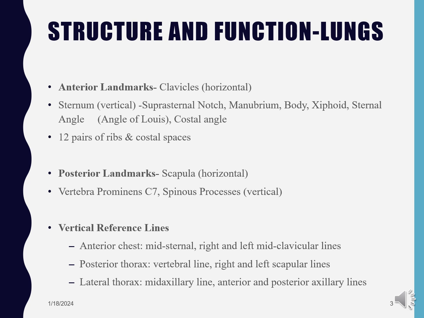Some of the vertical reference lines in the anterior chest are the mid-sternum and the right and left mid-clavicular lines, which is the space from the suprasternal notch to the end of the clavicle. In the posterior thorax, you have the vertebral line or the spine, and then the right and left scapular lines, which is mid-scapula on both of those. In the lateral thorax, you have mid-axillary line and the anterior and posterior axillary lines.